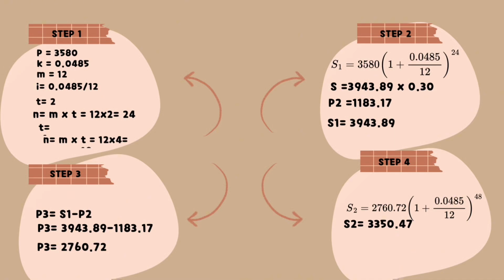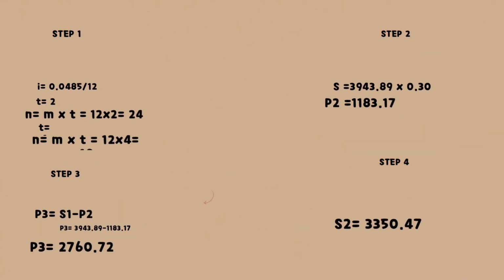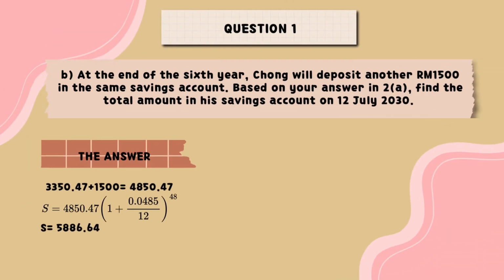3943.89 cents. For the third step, we're going to use a formula P3 equal S1 minus P2, and we will get a final answer for P3 is 276.72. For the last step, which is the first step, we're going to use the same formula in step 2. So we're going to enter the amount into the formula, and we will get a final answer, which is S2 is 3350.47 cents.